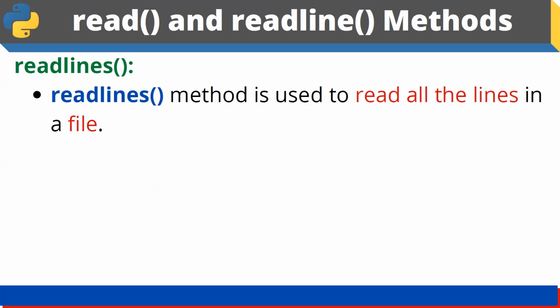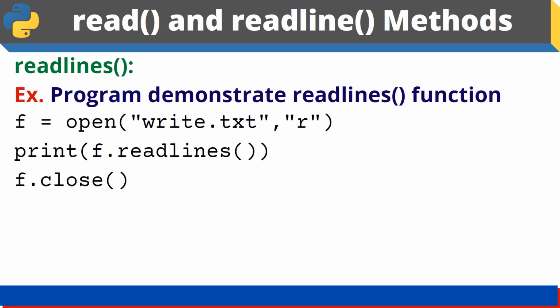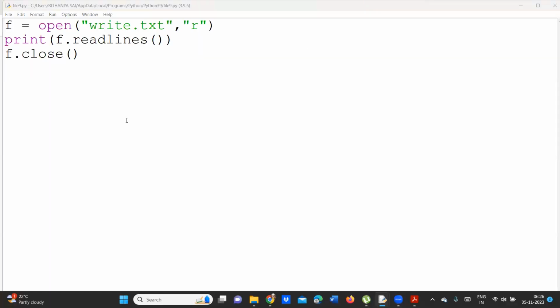Next, the last function, readlines. The readlines method is used to read all the lines in a file. So now this is the program. Simply we can use f = open("write.txt", "r"), print(f.readlines()) and f.close(). Now we will run this program. Now this is the file, write.txt.